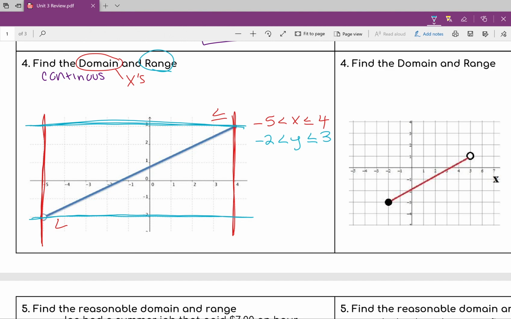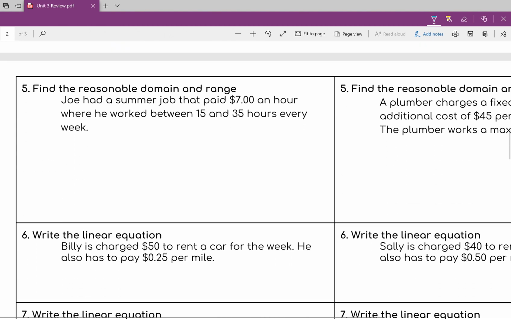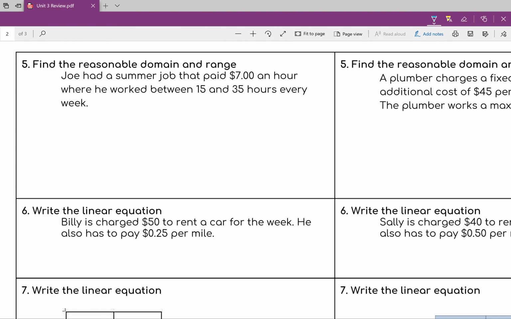Okay. Now let's look at number 5. Number 5 says, what is the reasonable domain and range? So this is a word problem. Let's go ahead and read this problem. It says Joe had a summer job that paid $7 an hour where he worked between 15 and 35 hours every week. So we need to figure out what is the independent variable and what is the dependent variable.